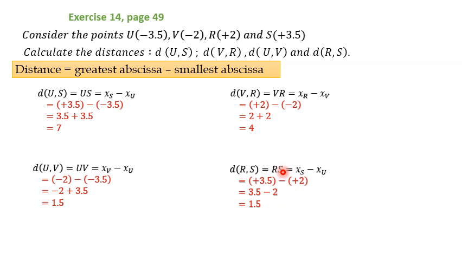RS is the abscissa of s minus the abscissa of r. So plus 3.5 minus plus 2. Here you have opposite signs, so replace them by a minus. 3.5 minus 2 is 1.